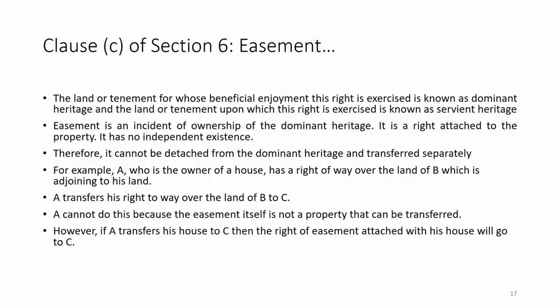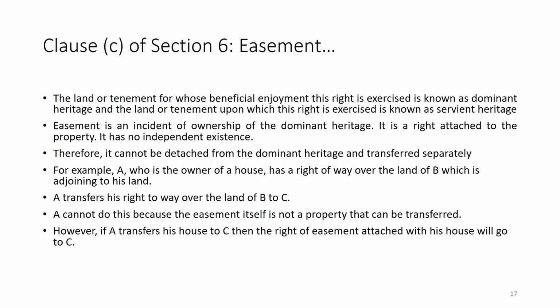Then, easement is an incident of ownership of the dominant heritage. It is a right attached to the property, it has no independent existence. That means, easement rights cannot exist independently of the property itself. Therefore, it cannot be detached from the dominant heritage and transferred separately. There is no possibility that you will take it out and then sell it. You cannot sell a well without water. You cannot say that you will sell the well and sell the water independently. Both rights cannot be separated. The well cannot belong to one person and the water of the well to another person. The person who purchases the well will have a right over that water also. So, for example, A, who is the owner of a house, has a right of way over the land of B, which is adjoining to his land.